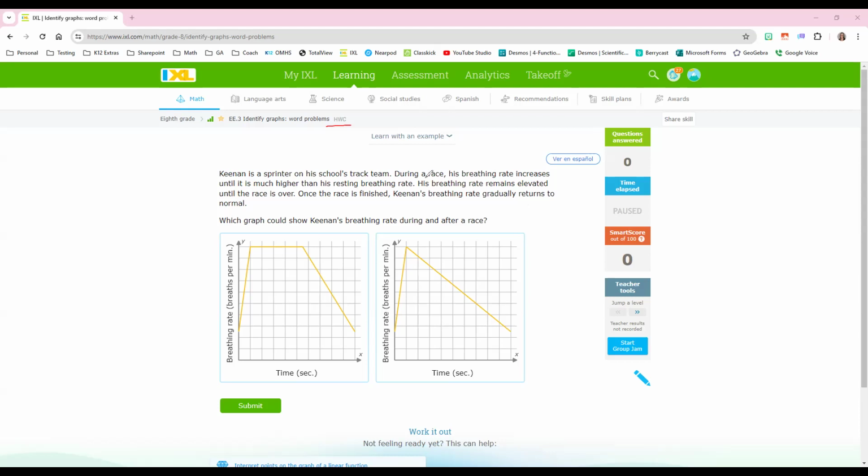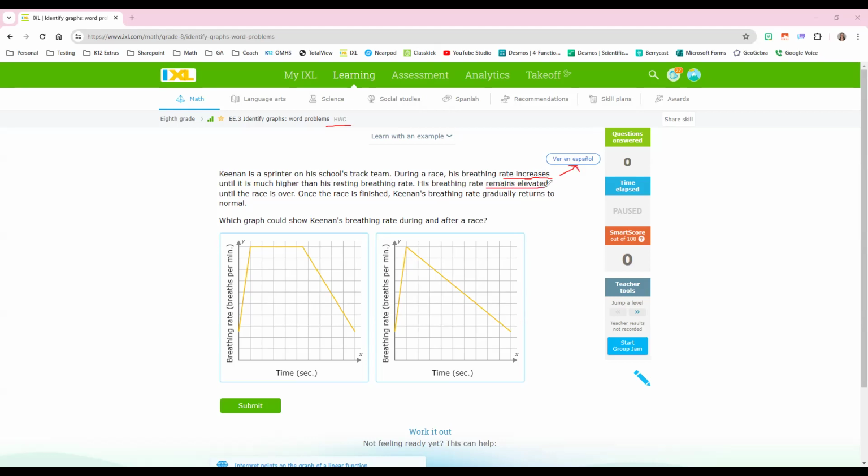All right, so with these, I always read it at least twice, maybe even 3 times. The first is just to figure out what's going on. Then I'll read it again to see which matches it. So I can tell this is actually like the example we just did on my slide about running and your heart rate, or in this case, your breathing rate. So it says that he noticed that it increased. So that would be a line that goes up until it's much higher than his resting breathing rate.